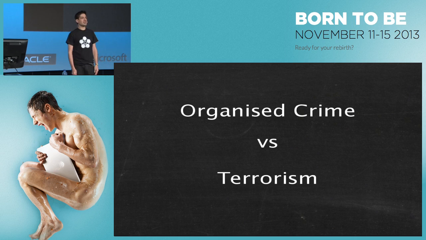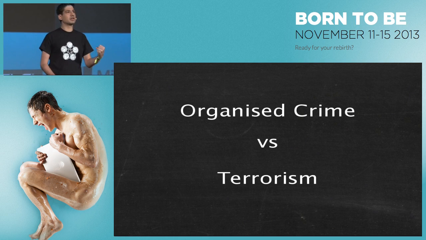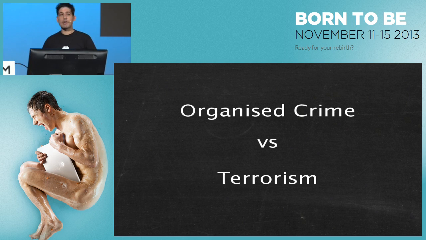Terrorists, however, tend to be more ideological. They have a religion or a cause that they're trying to champion. So that's the main difference between organized crime and terrorism. However, the way that their networks and organizations are structured is very similar in a lot of cases.